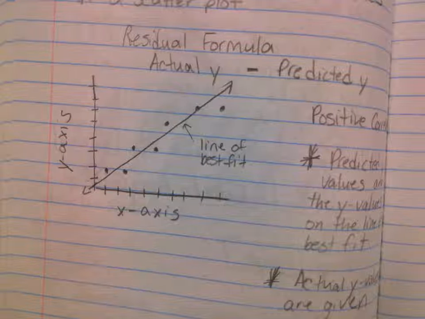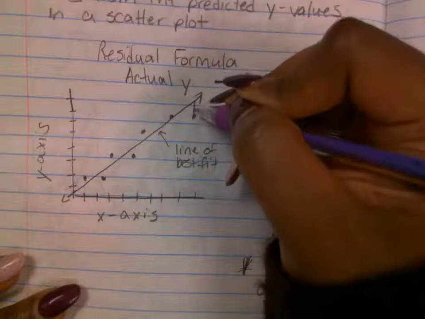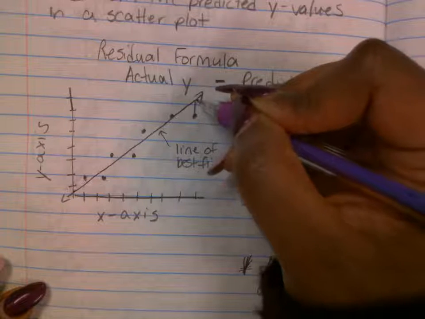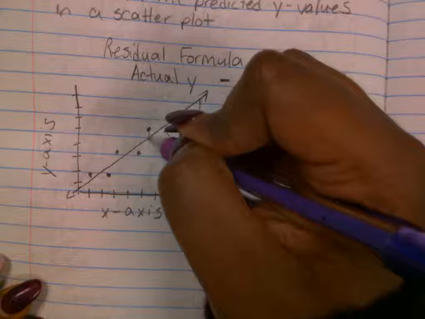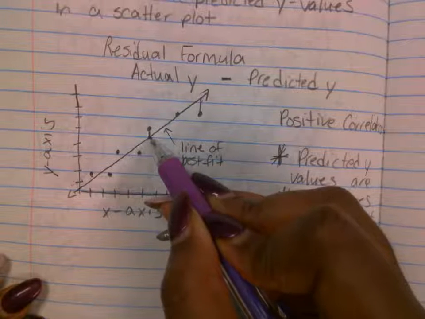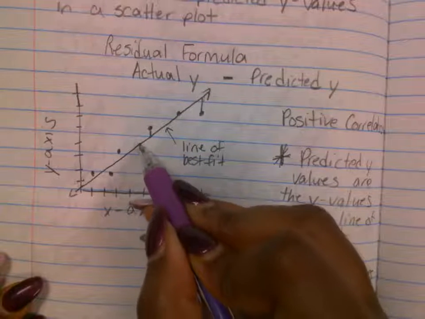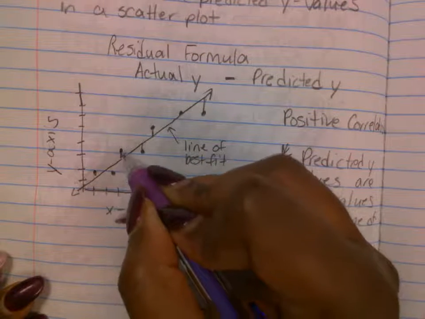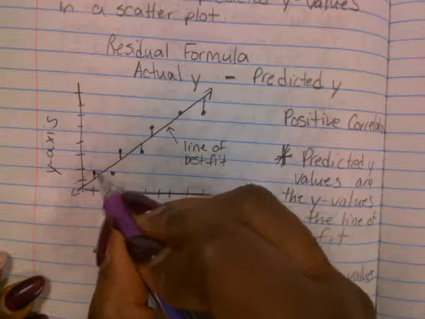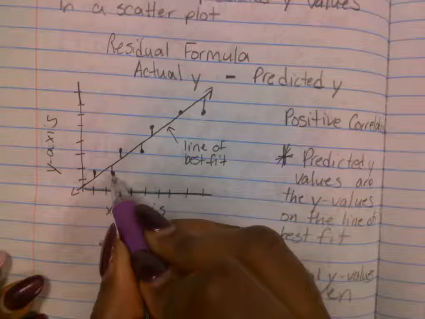Sometimes you'll see a residual plot that looks like this, where you'll see this line from here to here. This line is showing you the residual. That's how far this point is away from the line. This distance from here to here is a residual because that's how far this point is away from this line. And this is a residual too, because that's how far this point is away from this line.